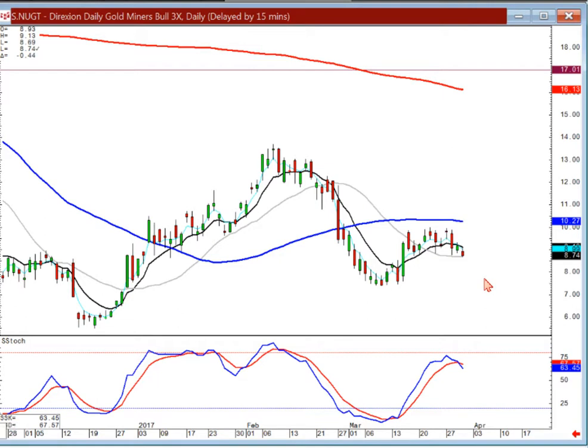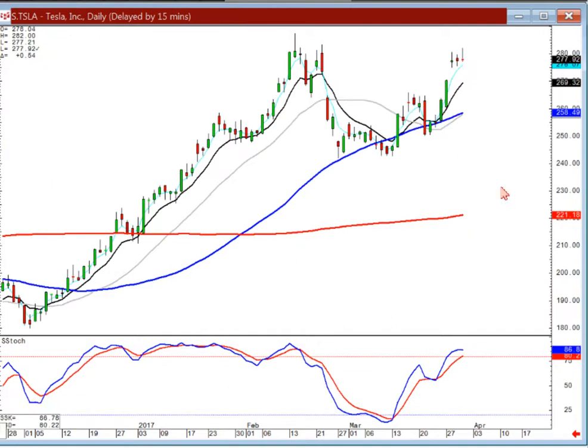Is that a shooting star on Tesla? Not really. Remember, you still need a confirmed sell signal. So if I was trading Tesla, I'd have a stop right here that if they started coming in this direction, that means this pattern is probably coming back to test the T-line.